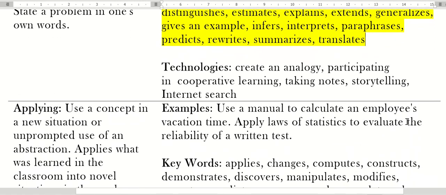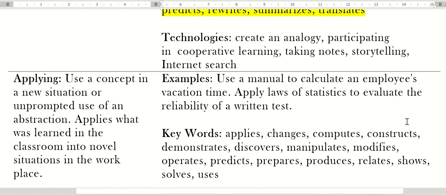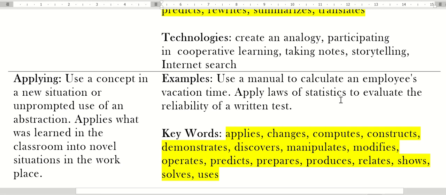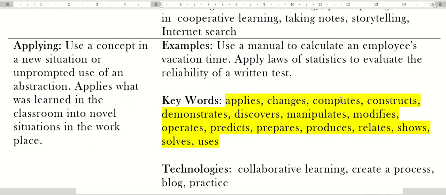Now for application, or applying. By the way, for Bloom's taxonomy, the -ing form is the revised version of the Bloom's taxonomy: remembering, understanding, applying. So these are the common keywords that you can use in creating your lesson objectives. These are the examples and these are the technologies: collaborative learning, create a process blog, or practice.